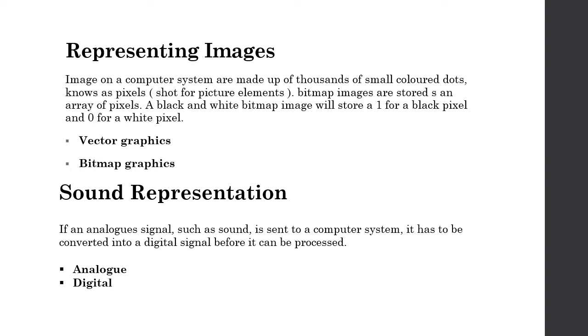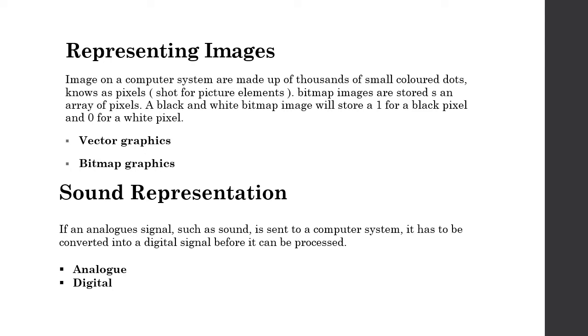Bitmap graphics: when you take a picture with a digital camera, it is not made up of lines. To store this type of image on our computer, the image is broken down into very small elements called pixels. Each pixel is set to one color. The next representation is sound. Sounds need to be converted into binary for computers to be able to process them.